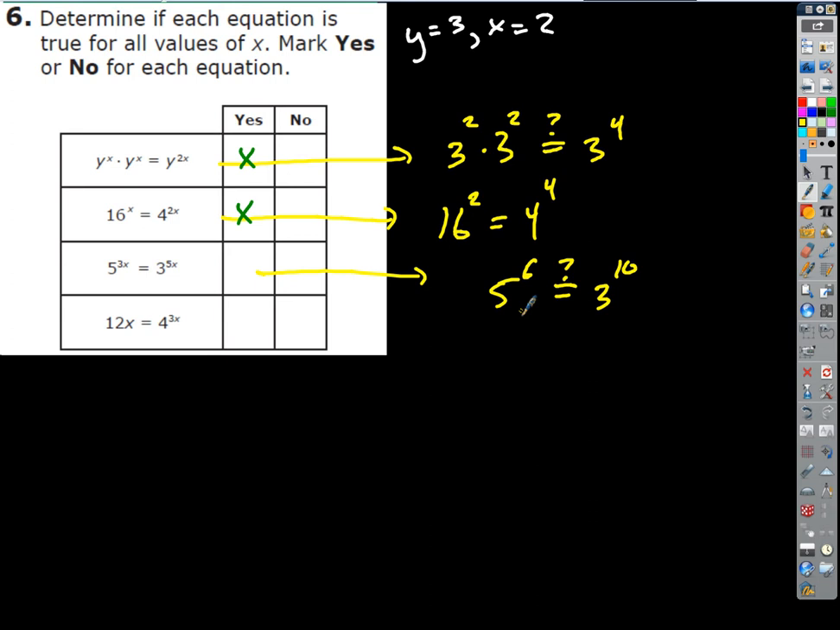I don't think so. I don't think so, no. Okay, but I could just see what those are on my calculator, and they're clearly different, right? So that one is a no.